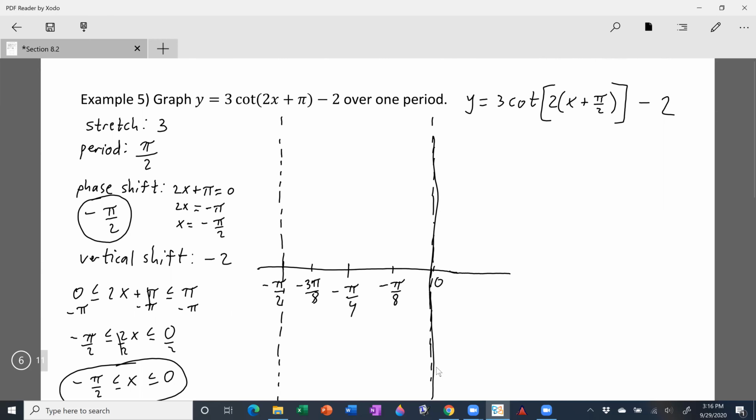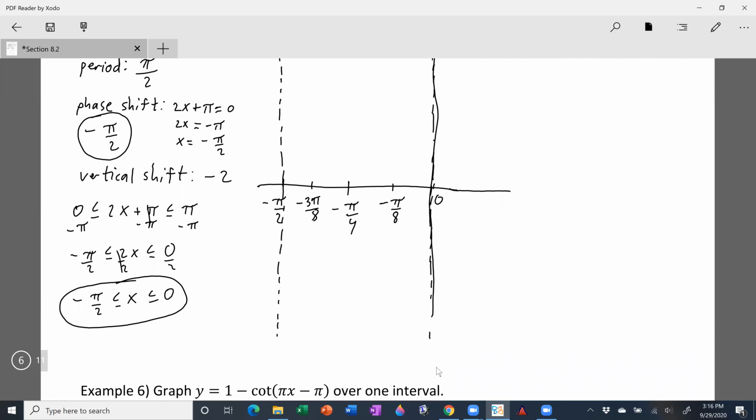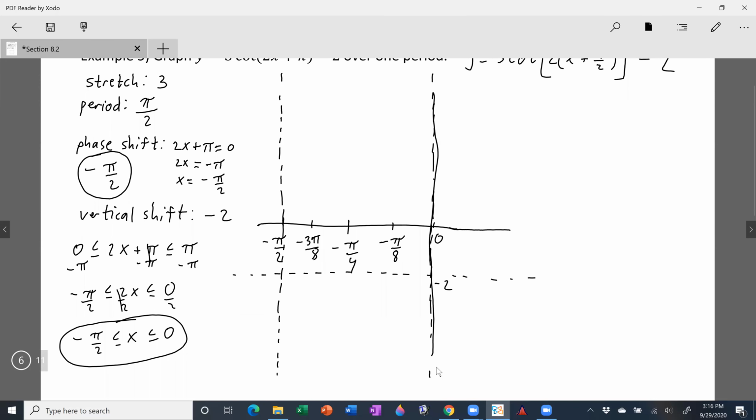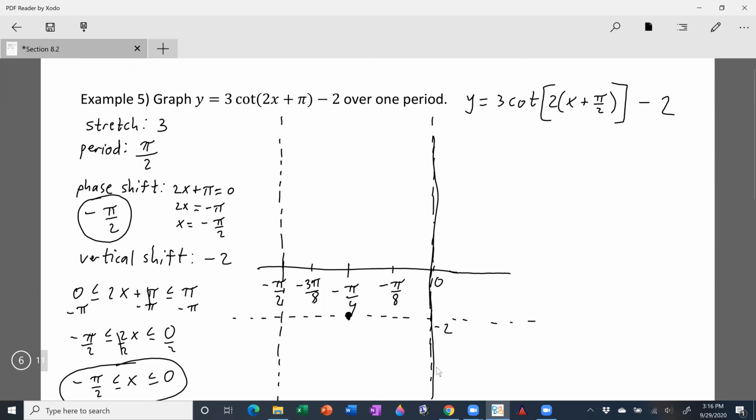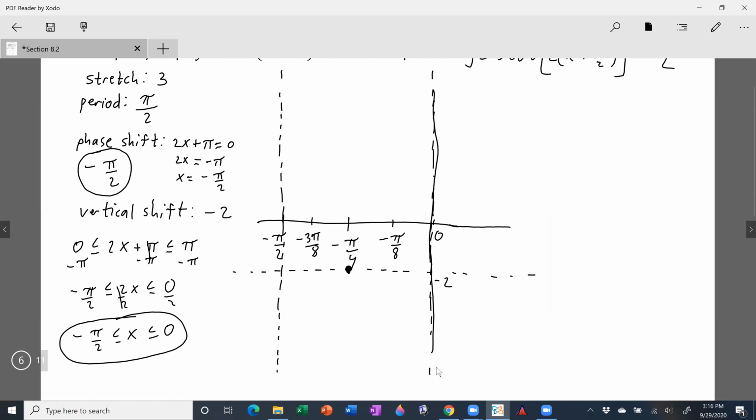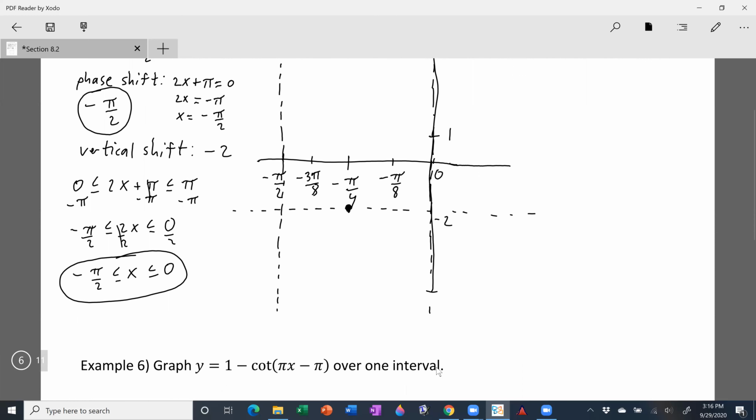Okay, let's see. We've got the negative 2 is the vertical shift. So I'll go ahead and do a little dotted line down here and call that negative 2. Okay, we know that the middle is going to be right on the vertical shift. Okay, now we have to do the stretch. So we know that it's going to go 3 above. So that's going to go to 1. And it's going to go 3 below. So negative 2, and then 3 below that will be negative 5. So those are going to be the locations of the quarter points.